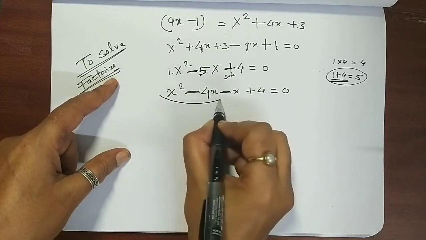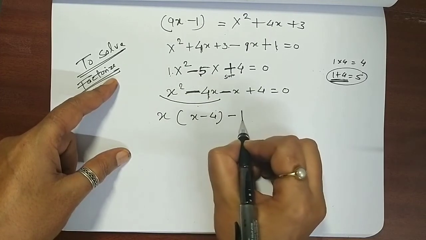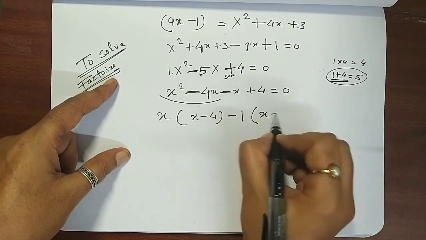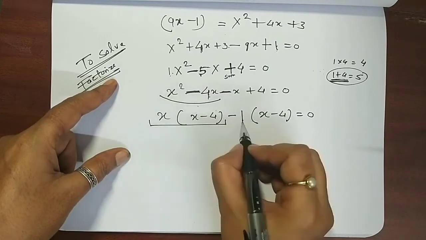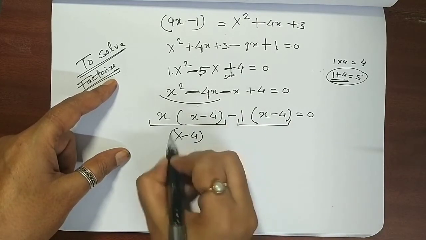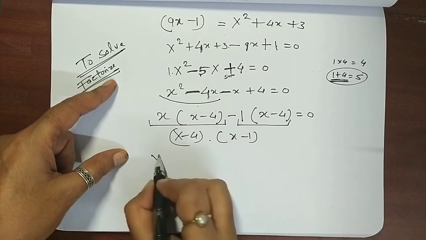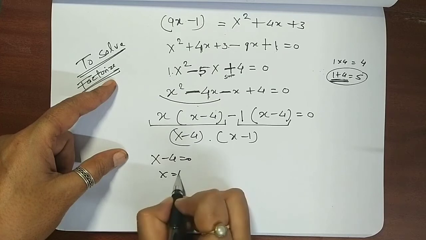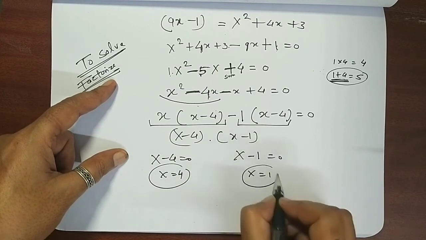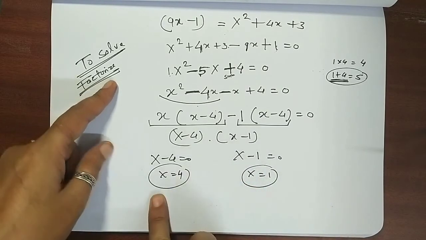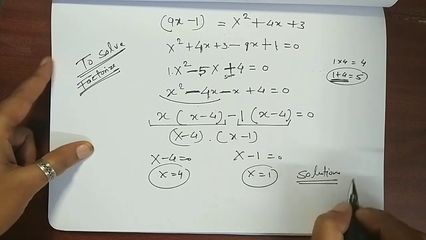Now out of these two take x common, so it is x(x - 4). Out of this take 1 common, so it will be -1(x - 4) = 0. Clearly (x - 4) is common, and what is left is (x - 1). So what are the roots? x - 4 = 0, so x is 4 is my answer. If x - 1 = 0, then x is equal to 1 is my root. So 4 and 1 are the solutions. I hope you got it, guys.